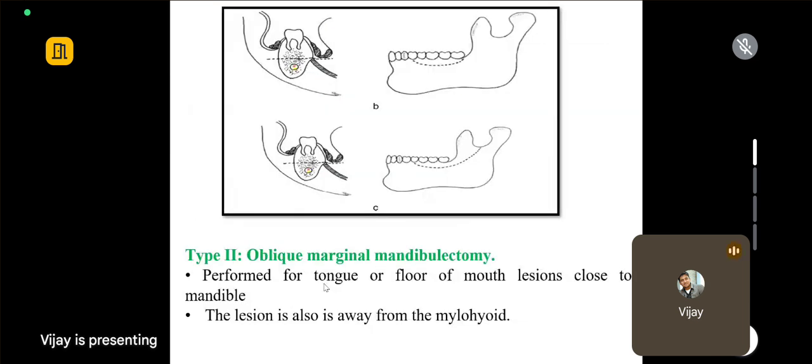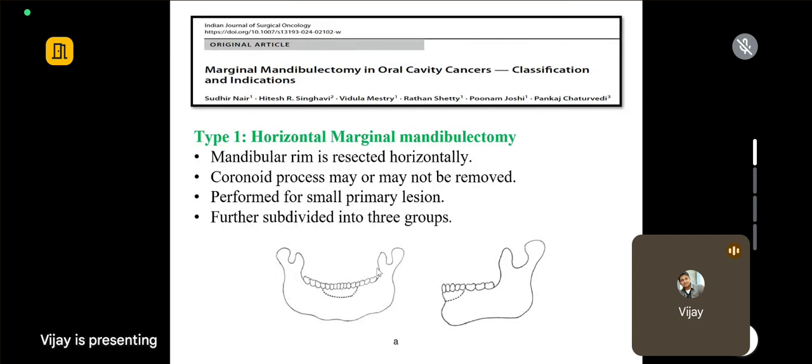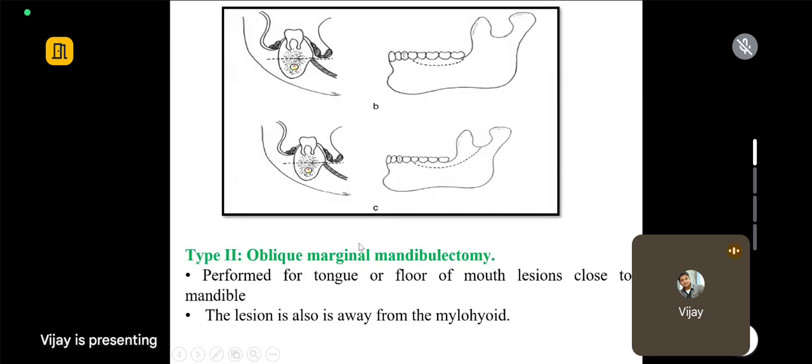So coming to type 2, no, it's not missing. This one is A, where anteriorly the central arch segment, a portion of the alveolar portion, is removed. In B, the lateral segment, the posterior dental alveolar part, is removed, which is not involving the coronoid process. And in type C, there is involvement of the coronoid process.